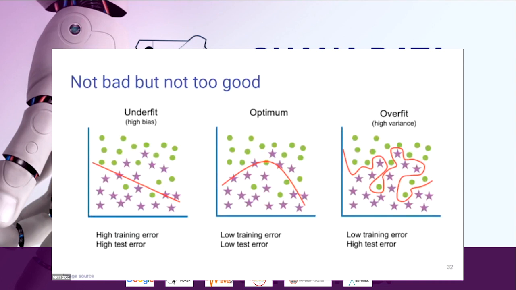Underfitting is when our model is too simple for the data set that we have. So we have here a data set that is not linearly separable, and we are trying to fit a logistic regression model to it.